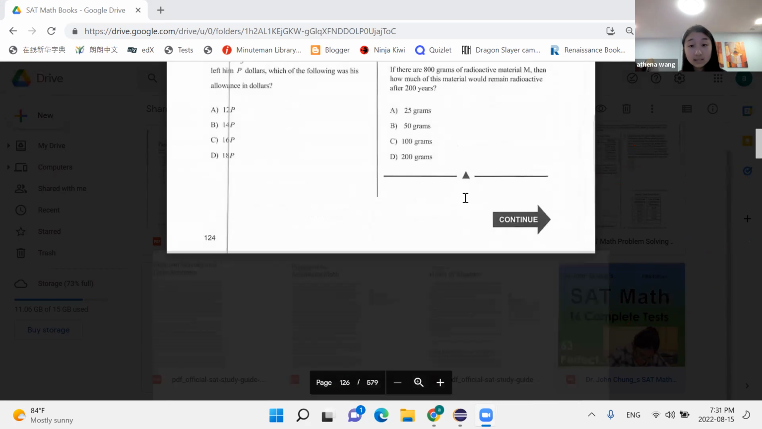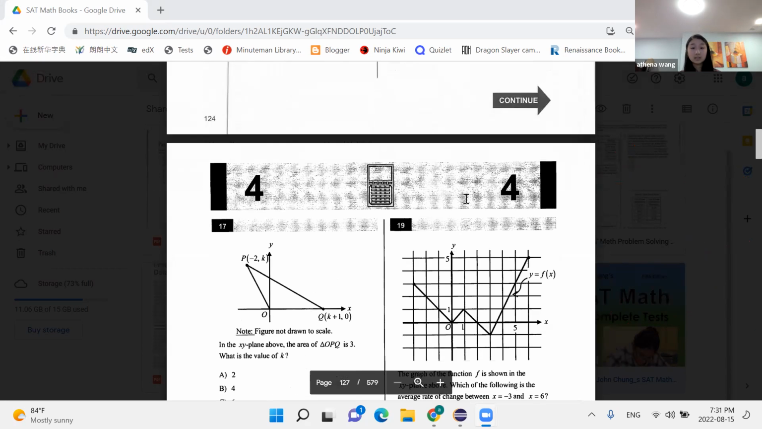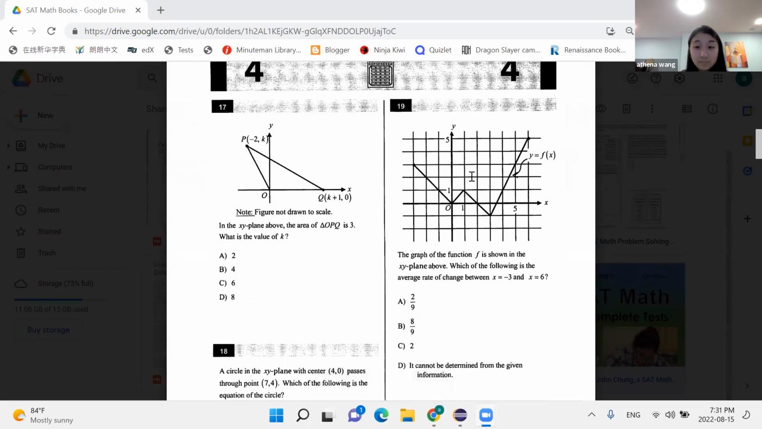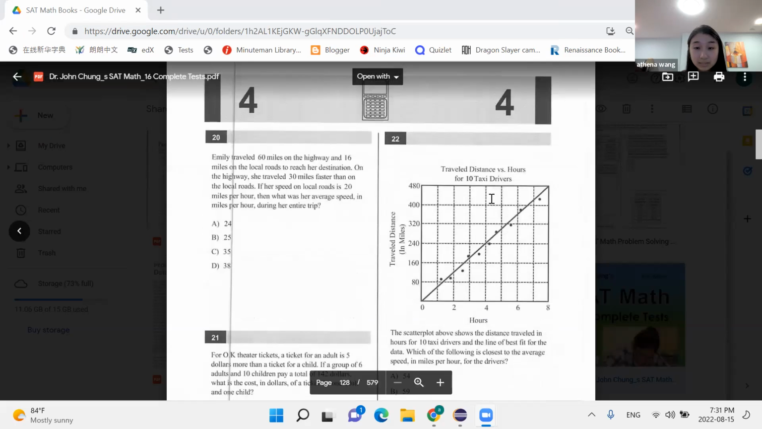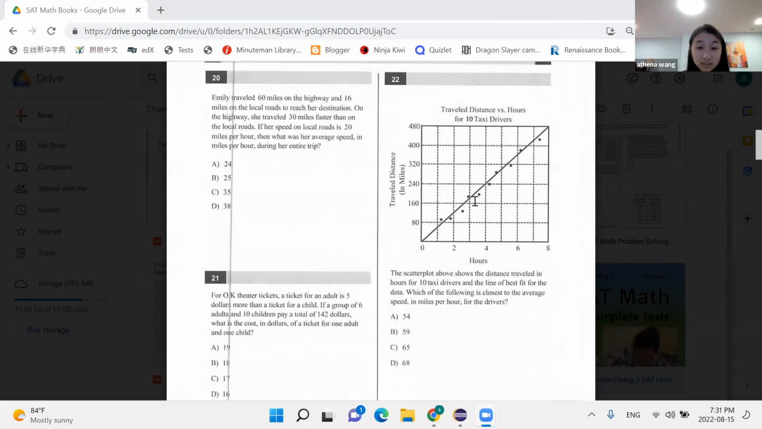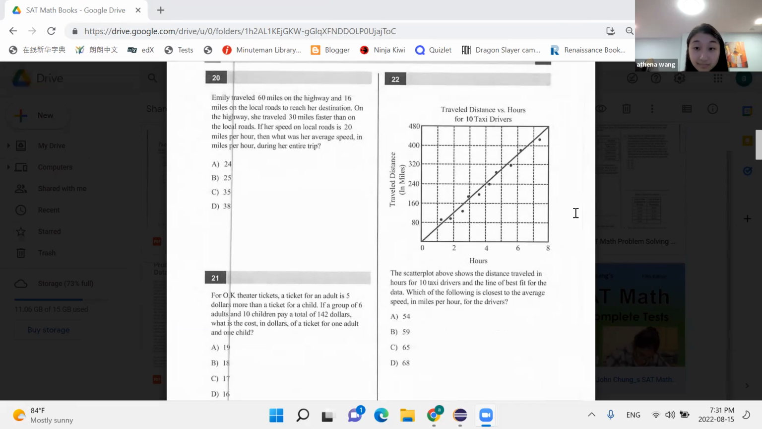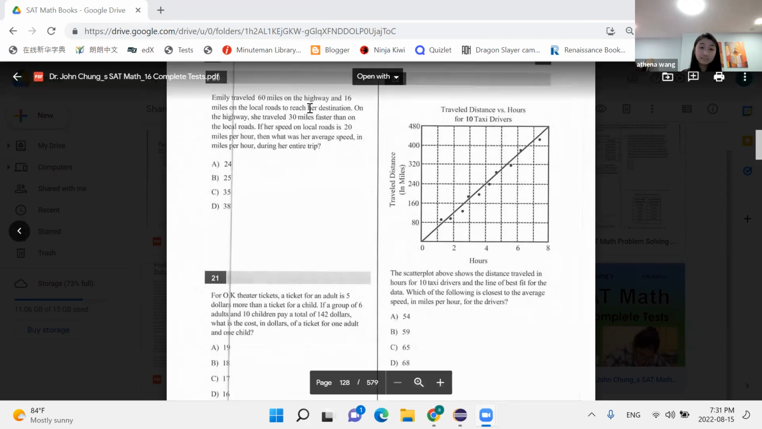Let's look at another data analysis one. A lot of these are geometry. Okay, here is one. Okay, I'll give you a few minutes to look over it yourself.